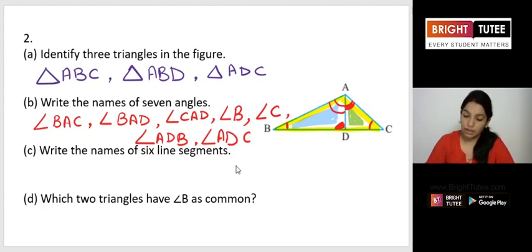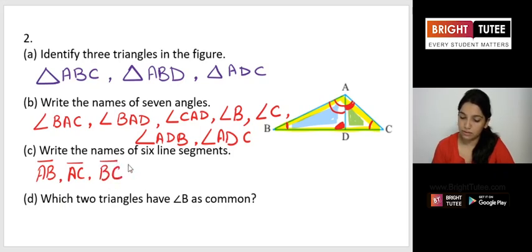So I hope you have understood how we have found out all the 7 angles in this particular image. Now it is saying write the names of 6 line segments. So I hope you remember how we write the line segments. So let's quickly write 6 line segments. The first one is AB. It is a line segment, so I'll just put a bar. Then AC. You can name it as BA or CA. It's also correct. Then I have BC.